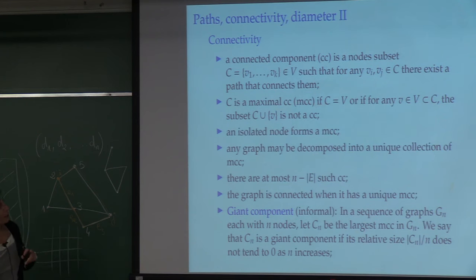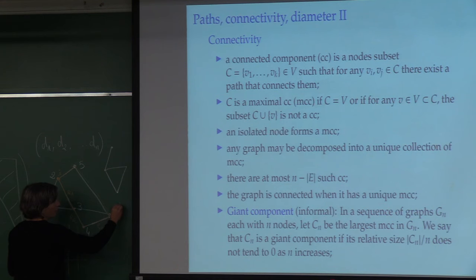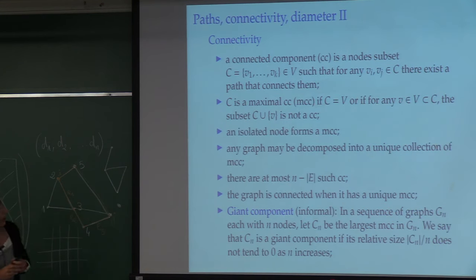Okay, an isolated node forms a maximal connected component. That's just obvious. And in fact, any graph may be decomposed into a unique collection of maximal connected components. Here you can see the decomposition, that's very simple. In fact, we can prove that there are at most n, the number of nodes, minus the cardinality of E, the number of edges, such connected components. That's an upper bound. It's not the number of connected components, but you cannot go up to that. That's really an upper bound.